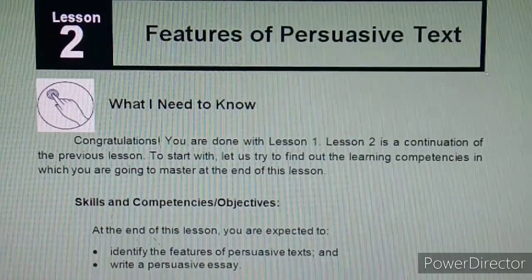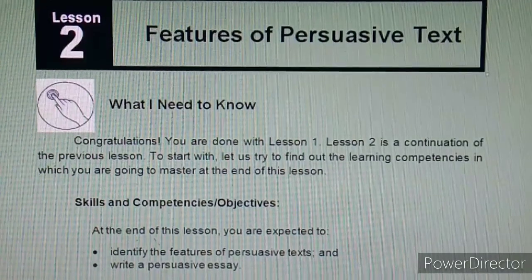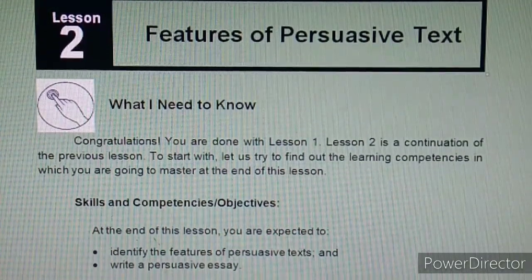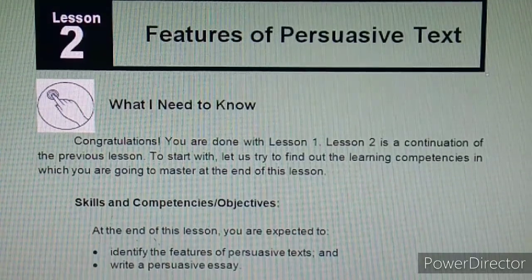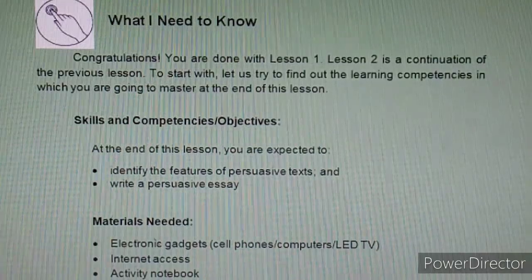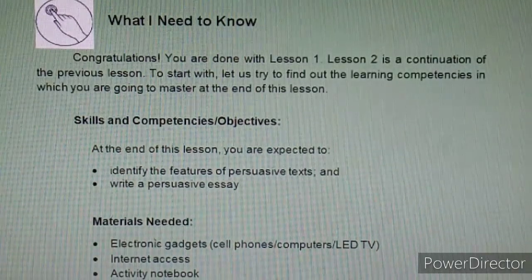Today we are going to talk about Lesson 2, which is Features of Persuasive Text, of English 10, Part 1, Module 1. Congratulations students, you are done with Lesson 1. Lesson 2 is a continuation of the previous lesson.